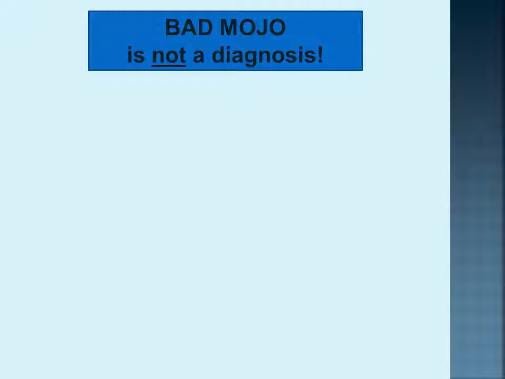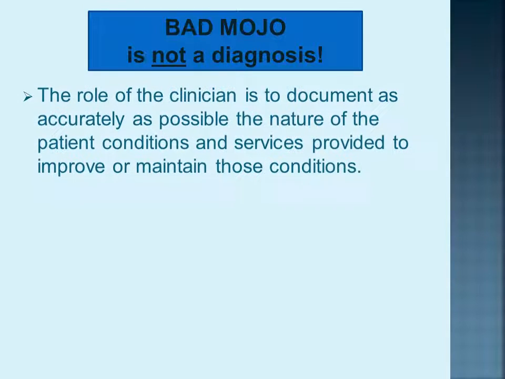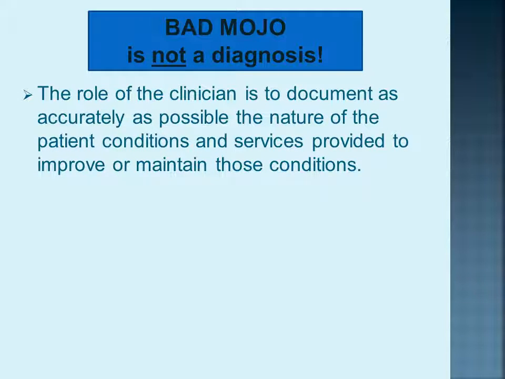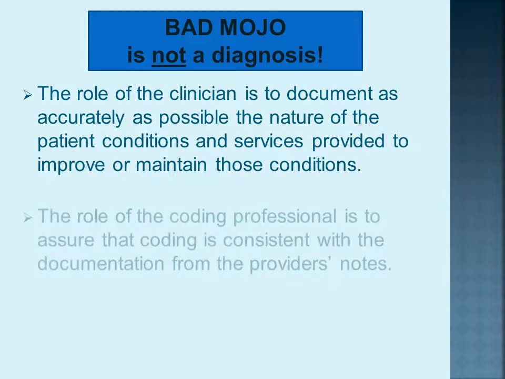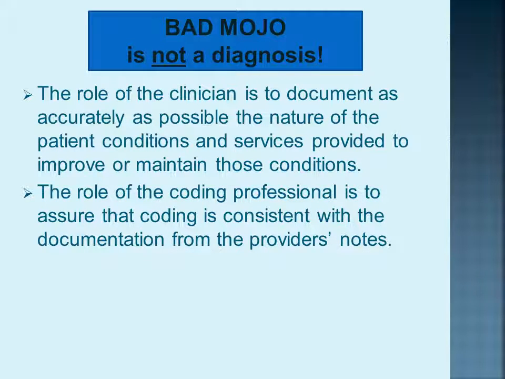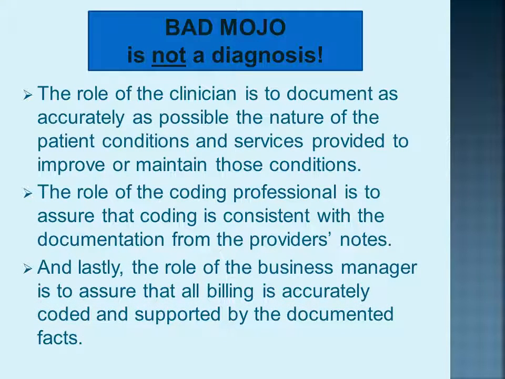So bad mojo is not a diagnosis. If we take a look at our role as clinicians, it is important that we document as accurately as possible the healthcare condition of the patient and the services that we provide to maintain their health care. The role of the coding professional, who is present in most of our healthcare organizations, is to assure that the coding we do is consistent with the documentation that we're providing in our notes. And lastly, the role of the business manager is to make sure that all of the billing is done accurately, that it's coded and supported by the documentation of facts.